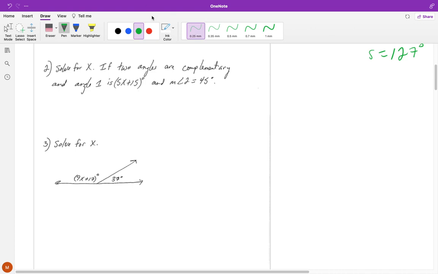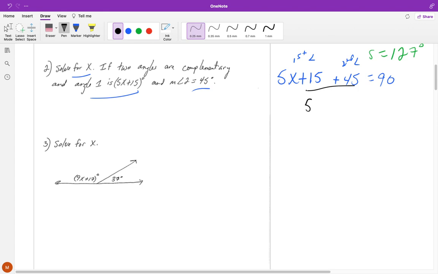So now we're applying that information from question one and question two. It just says solve for x. If two angles are complementary and the first angle is 5x plus 15 degrees and the second one's 45, solve for x. Well, we know complementary angles add to 90 degrees. And the first one is not a specific number, but it's an expression. So 5x plus 15 is the first angle, plus 45, which is our second angle, has to be equal to 90 degrees since they're complementary.